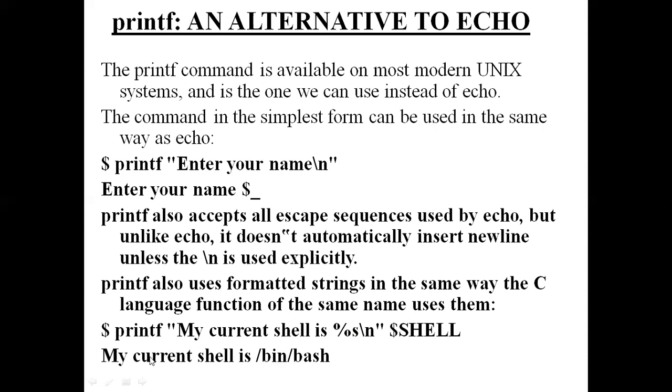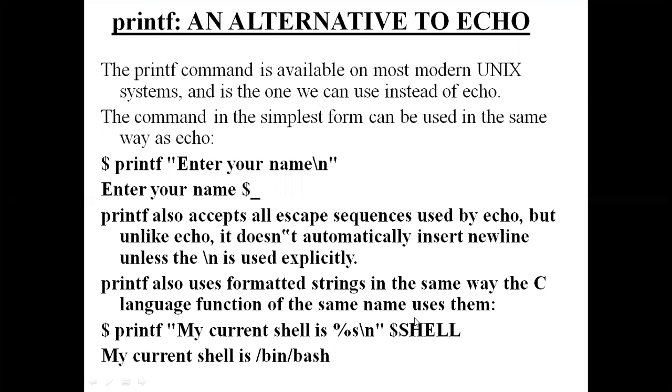Like you can see, the output will be "my current shell is /bin/bash". So this will be the path, the location where the shell command is located. This is how you can make use of a printf command in order to print the contents. You can use all the different format specifiers you can use in the C language, and those format specifiers can also be used in the Unix operating system.